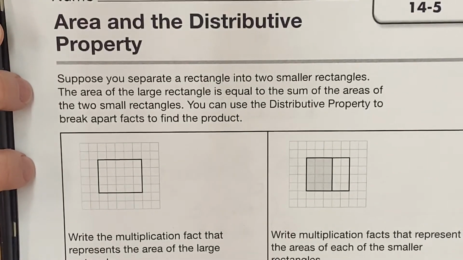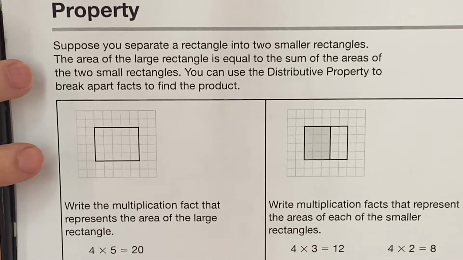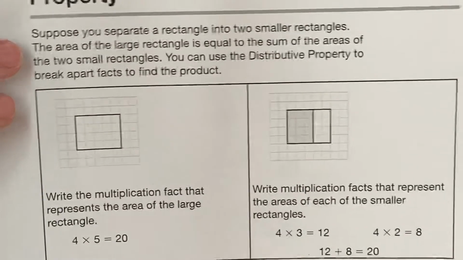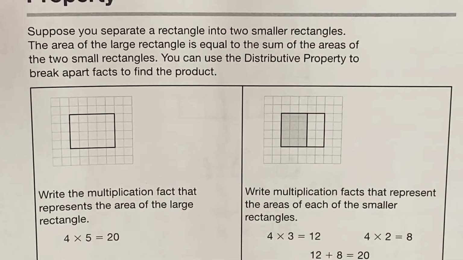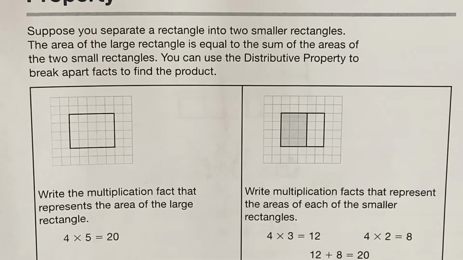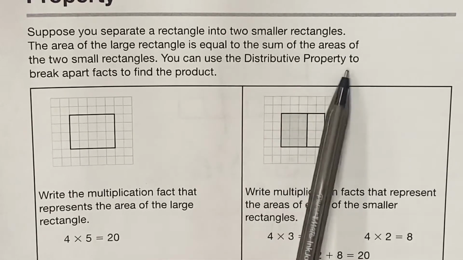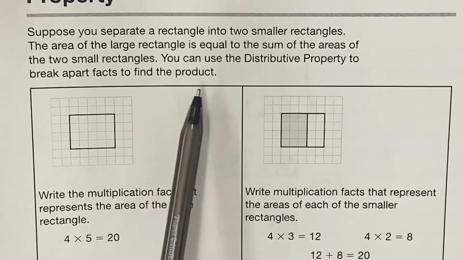We'll look at this example first. Suppose you separate a rectangle into 2 smaller rectangles. The area of the large rectangle is equal to the sum of the areas of the 2 small rectangles. You can use the distributive property to break apart facts to find the product.